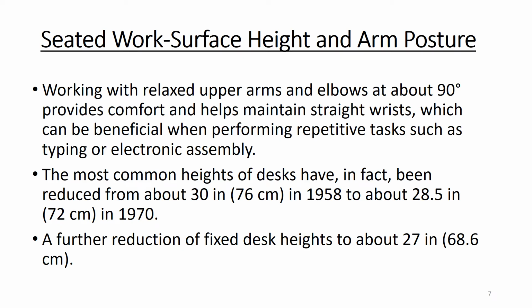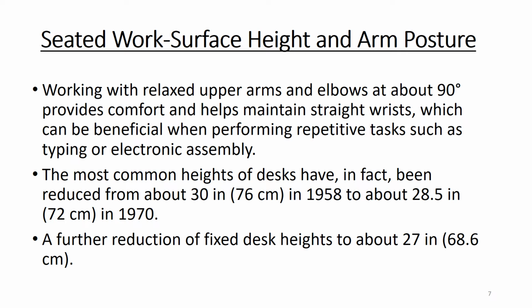Now coming to the next topic, that is seated work surface height and arm posture. These are two factors that will affect the performance of a user. Working with relaxed upper arms and elbows at 90 degrees provides comfort and helps maintain a straight wrist, which can be beneficial while performing repetitive tasks such as typing or electronic assembly, etc.